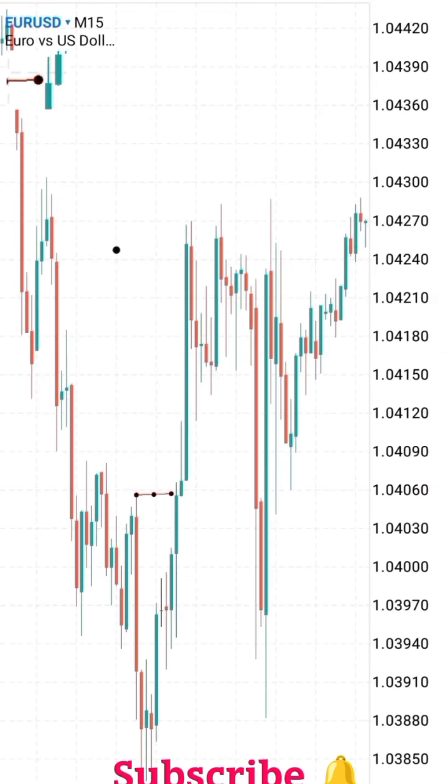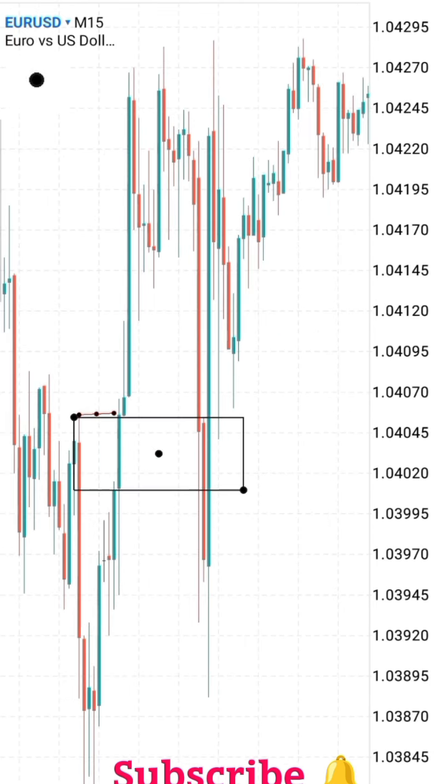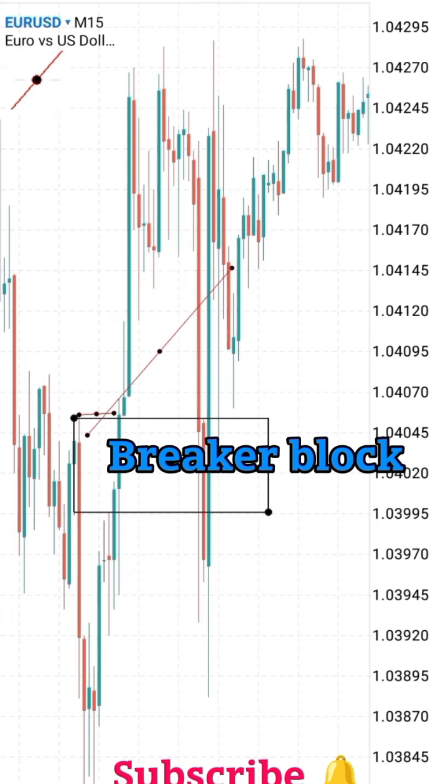The first example was on the 4-hour time frame. This is a 15 minutes. So the last bullish candle here, whenever price returns back to this box here, the last bullish candle here is what we call a breaker block here.